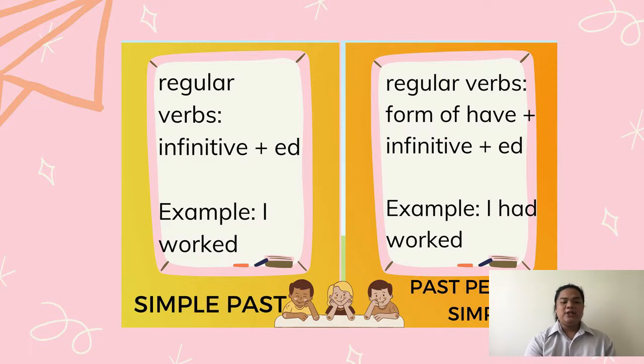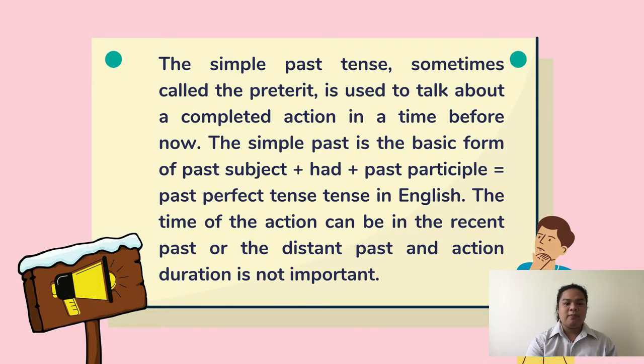So the simple past tense, sometimes called the preterite, is used to talk about a completed action in a time before now. So take note of that, class. It is used to talk about the completed action before now. So the simple past is the basic form of past tense in English.